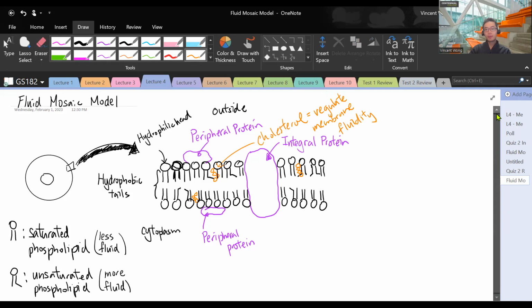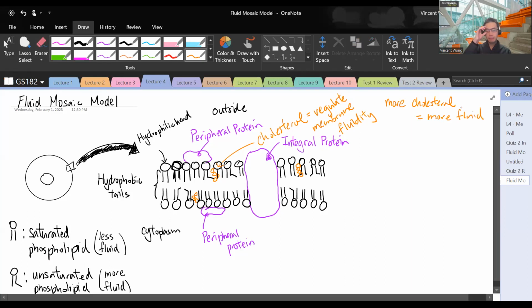Okay, you don't want the membrane to be too leaky, too fluid, because everything would just go in and out without much regulation. You don't want it to be too solid either, because then nothing can come in, nothing can go out, right? So by having the right amount of cholesterol, you can help control the fluidity. Of course, the amount of saturated and unsaturated fat will also help control the fluidity. So generally speaking, more cholesterol equals more fluid. Okay.